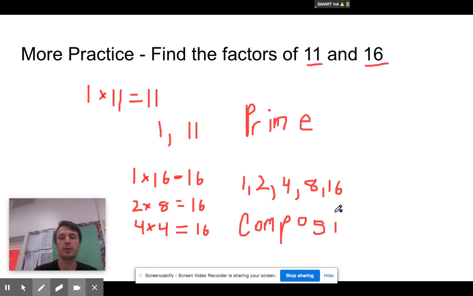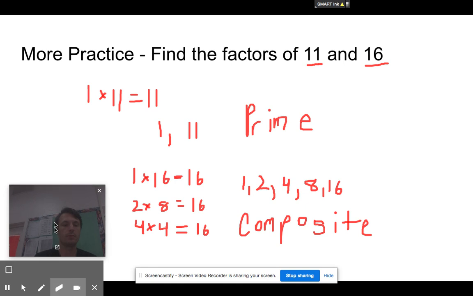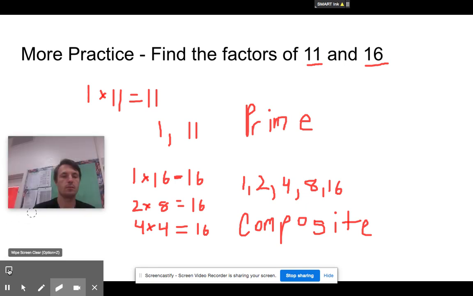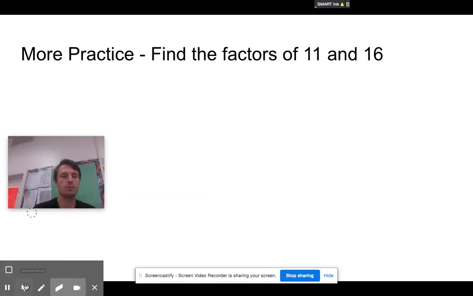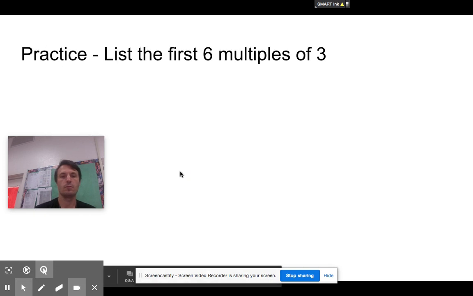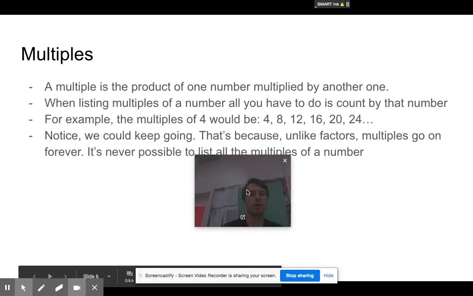Again, I apologize for my terrible handwriting. But 16 is a composite number. Why? Because it has more than two factors. Okay? Whoops. Okay, now we've talked about factors.